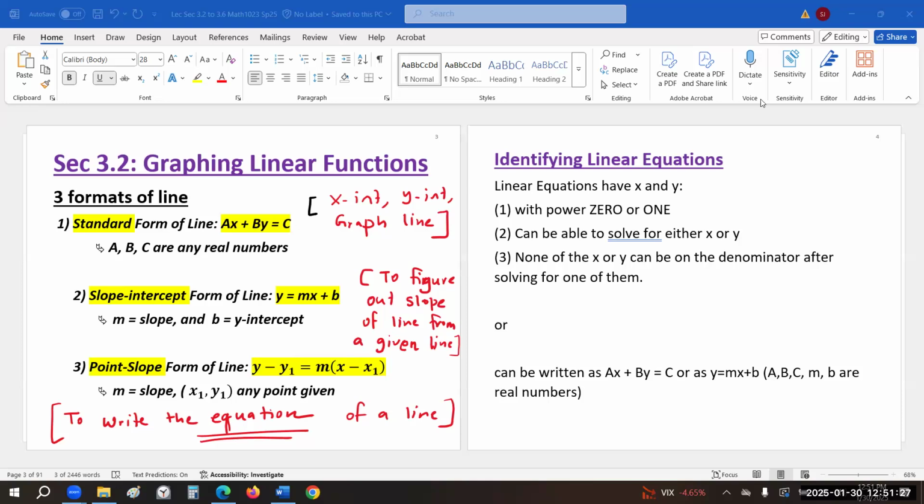Okay, so in our last class, we talked about section 3.2, or I talked about 3 formats of a line. And I specifically told you which format is useful. So today we are going to work with the first format. Whenever we need to find x and y intercept, this format is helpful because finding x and y intercept is easier.